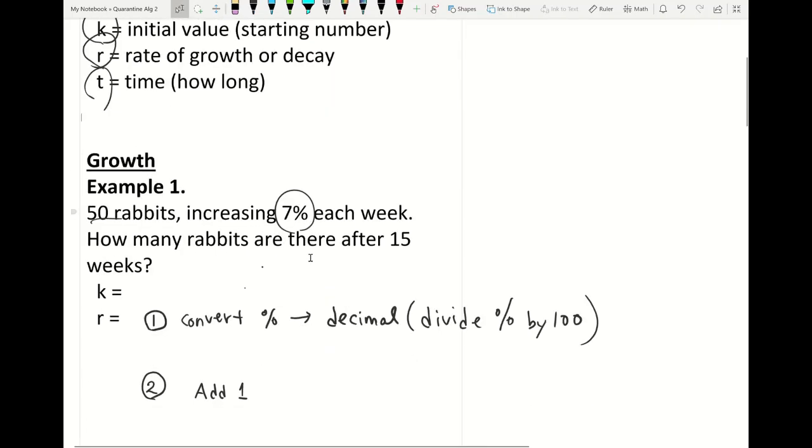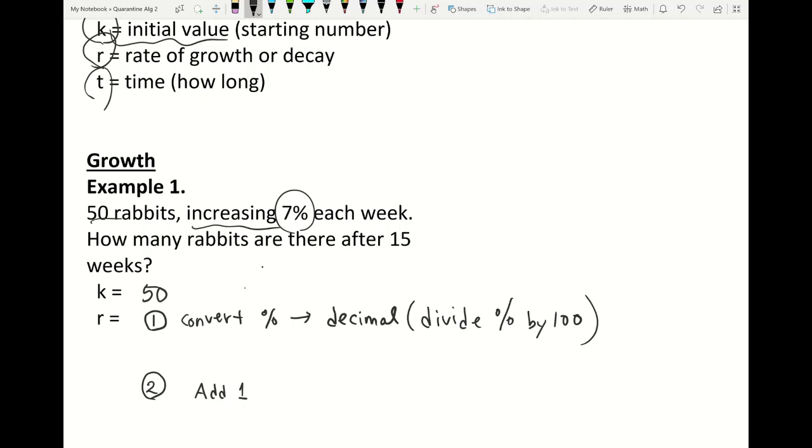Okay, so k is the initial value that we just talked about. Now, how many rabbits do we have at initial stage? And that's 50 rabbits. So it's pretty easy. K is going to be 50. Now, r is going to be the most challenging, complicated one of all 3 variables. Okay, now it's increasing at 7%.